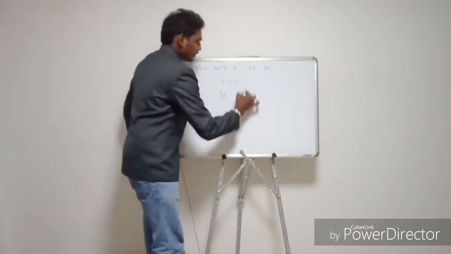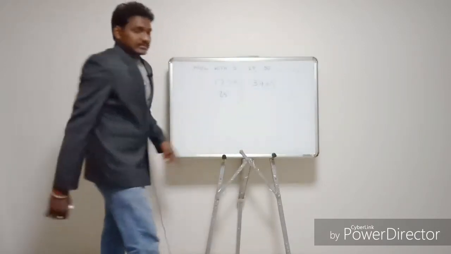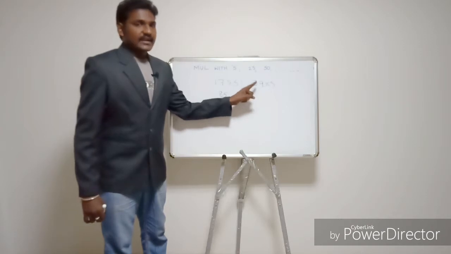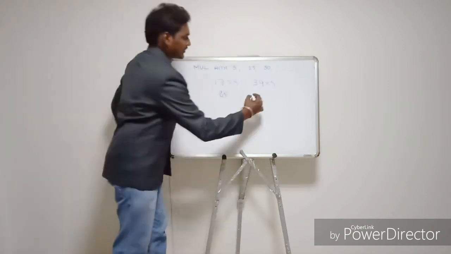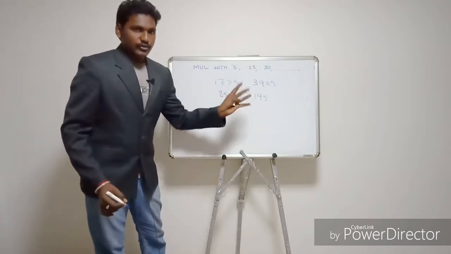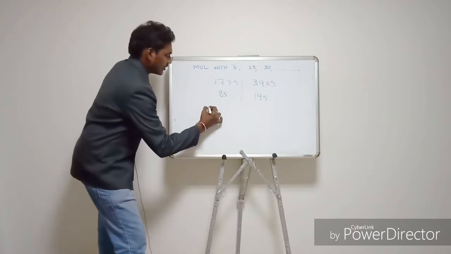Let us take one more example: 39 into 5. 39 by 2. The nearest number is 38 by 2, which is 19. So 39 by 2 is 19.5. Remove that point and write the answer: 195.